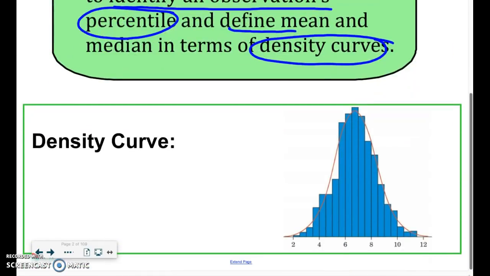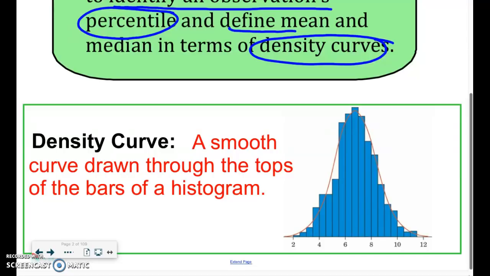First thing to tackle here, density curve. What is a density curve? Well, you notice here it looks like a histogram because the bars are connected. A density curve is a smooth curve drawn through the tops of the bars of a histogram. Okay. So, write that down and we will move on.